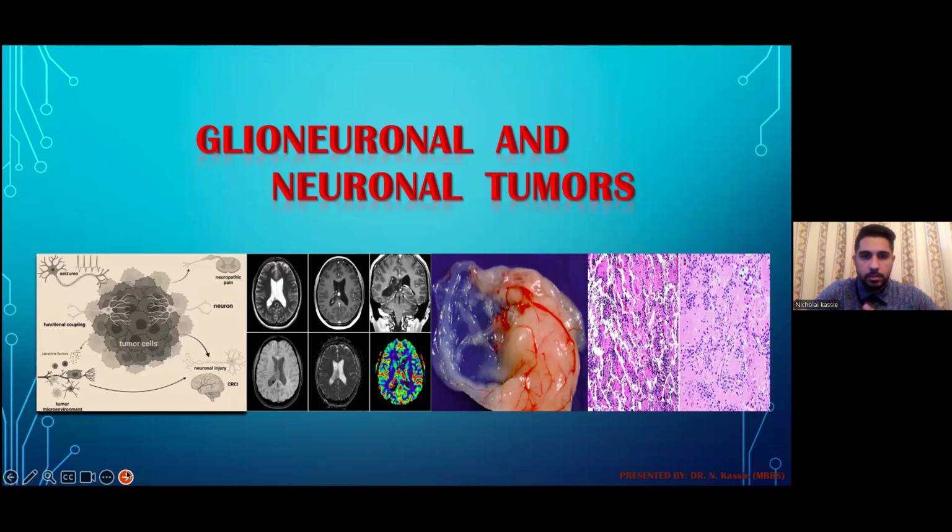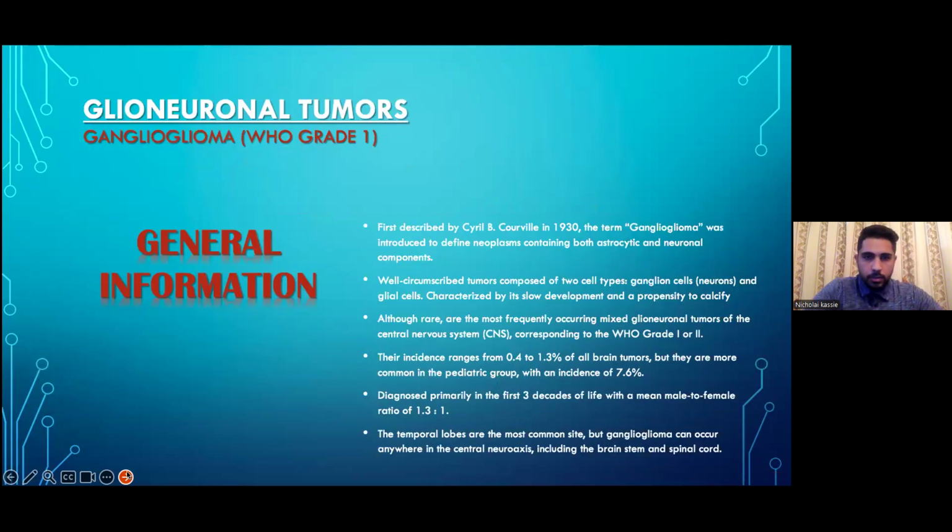Today I'll be presenting on glioneuronal and neuronal tumors. So firstly, we start with gangliogliomas. This is just some general information to get us started. This type of tumor is a WHO grade 1 tumor.